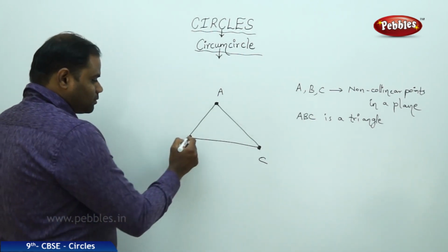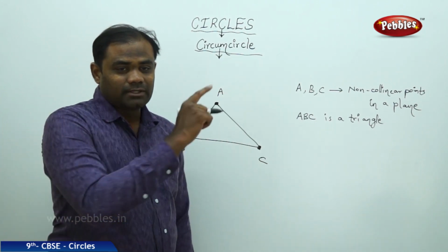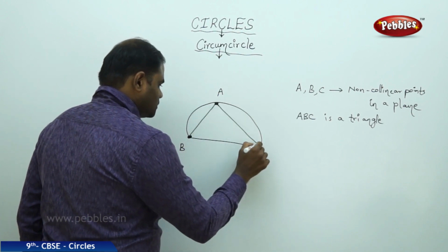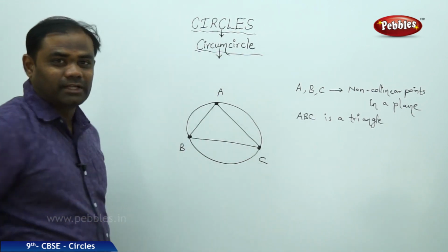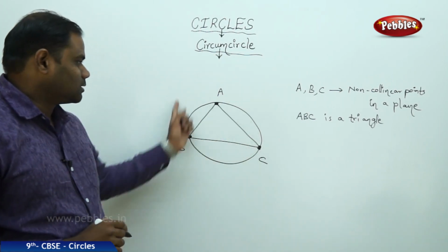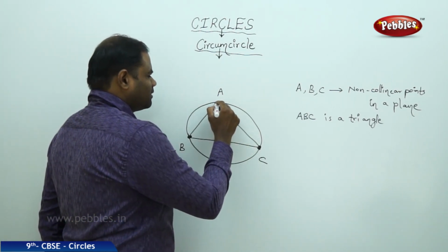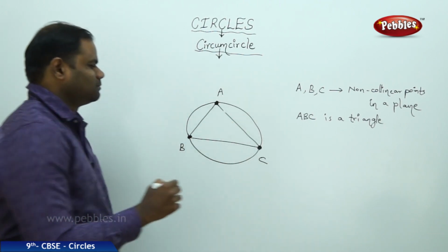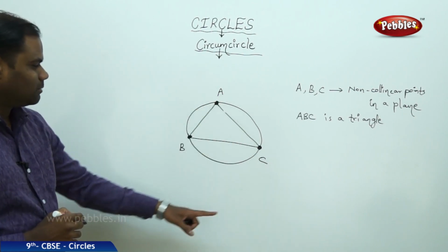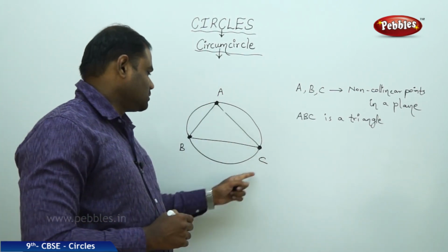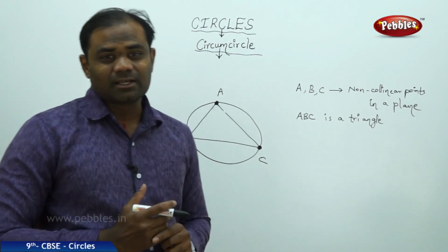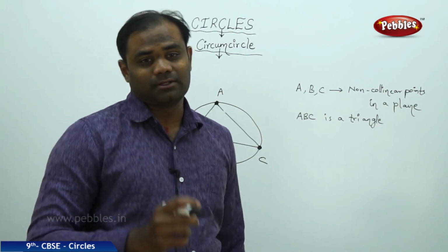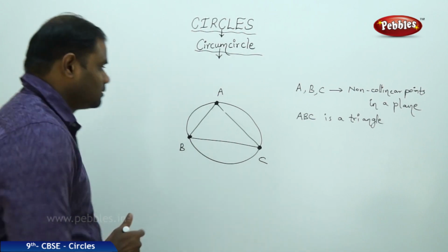By the 3-point theorem, only one circle can be drawn passing through all of these. That is how we get a triangle with only one circle passing through A, B and C. So we have a circle passing through exactly the vertices of the triangle. Any circle which passes through all the 3 vertices of a triangle is called a circumcircle. Circumcircle definition.